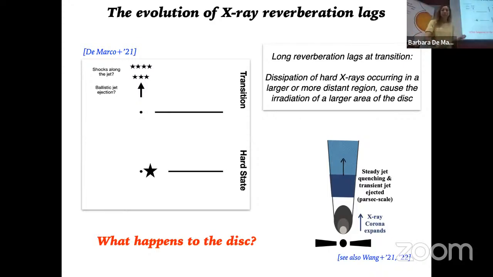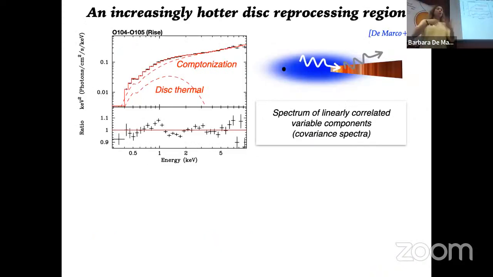However, what happens to the disk? So we went on with this analysis because we wanted to know what actually happens, so how the disk evolves. So we wanted to extract measurements of this disk radius. So what we did was to extract these spectra.